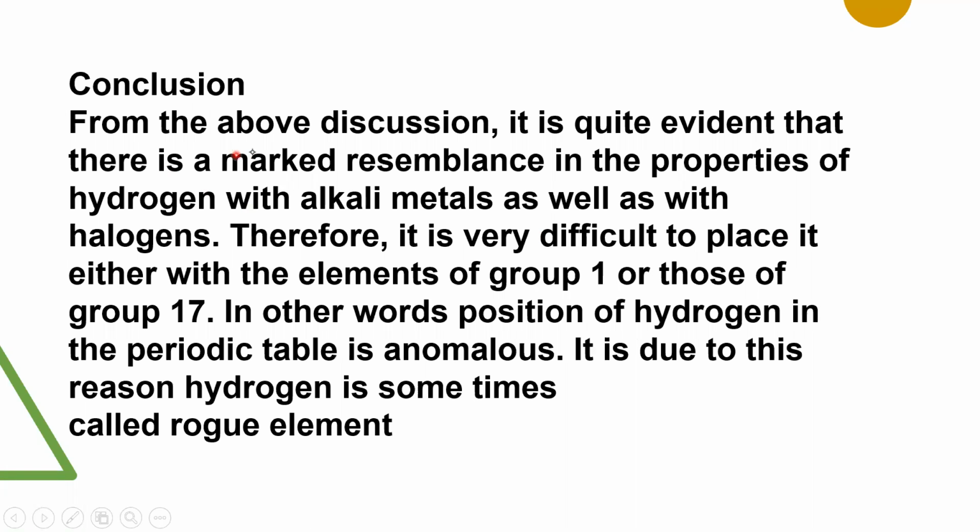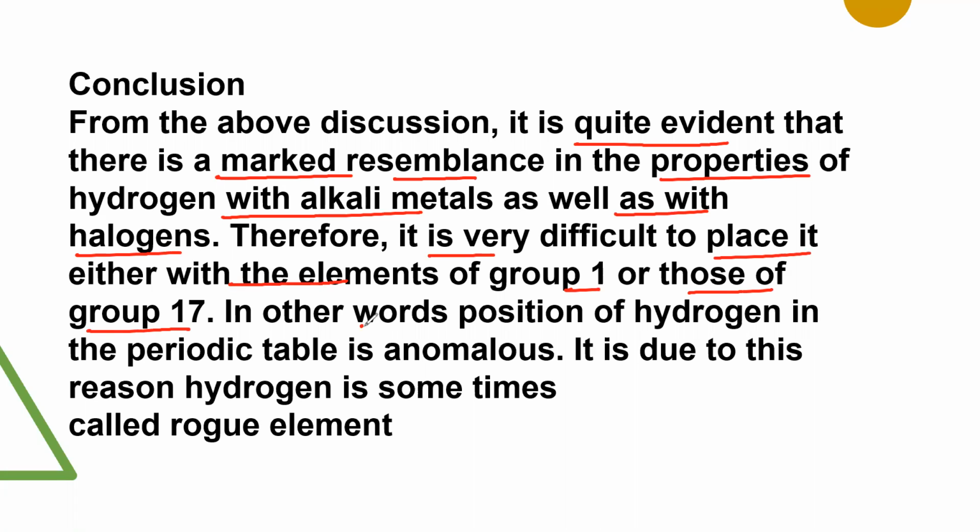Now, conclusion. From the above discussion, it is quite evident that there is a marked resemblance in the properties of hydrogen with alkali metals as well as with halogens. Therefore, it is very difficult to place it either with the elements of group 1 or those of group 17. In other words, the position of hydrogen in the periodic table is anomalous. It is due to this reason that hydrogen is sometimes called a rogue element.